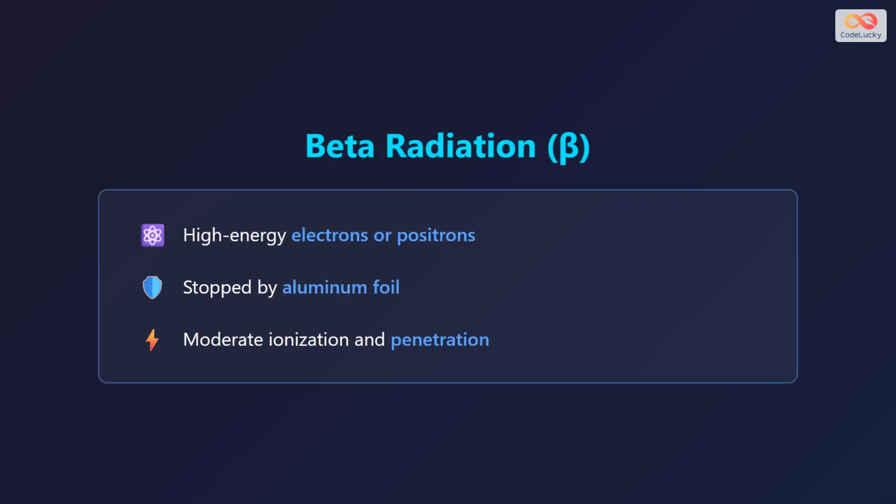Next, we have beta radiation, represented by the Greek letter beta. Beta particles are high-energy electrons, or sometimes their antimatter counterparts, positrons. Compared to alpha particles, beta radiation has moderate ionizing power and moderate penetration ability. While they can pass through paper and skin, beta particles can be effectively stopped by a thin sheet of aluminum foil or similar materials.